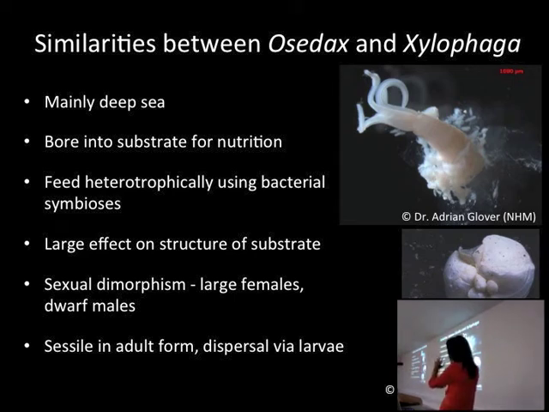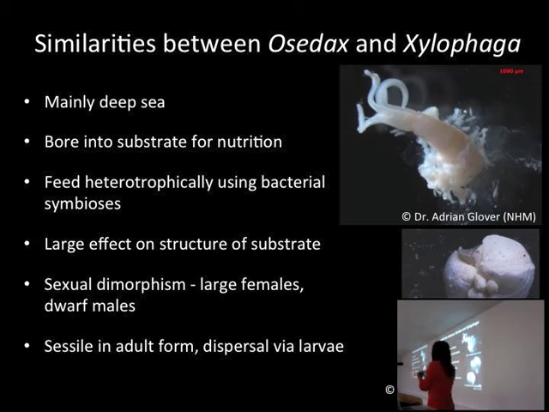So we're talking about a worm and a bivalve, two completely different classes of organisms, yet they are still quite similar. They're both mainly deep sea fauna, and they both occur at organic falls. One of the main things is they both bore into their substrate for nutrition: Osedax with bone and xylophaga with wood. And they do this via bacterial symbioses, which they also feed with at the same time.